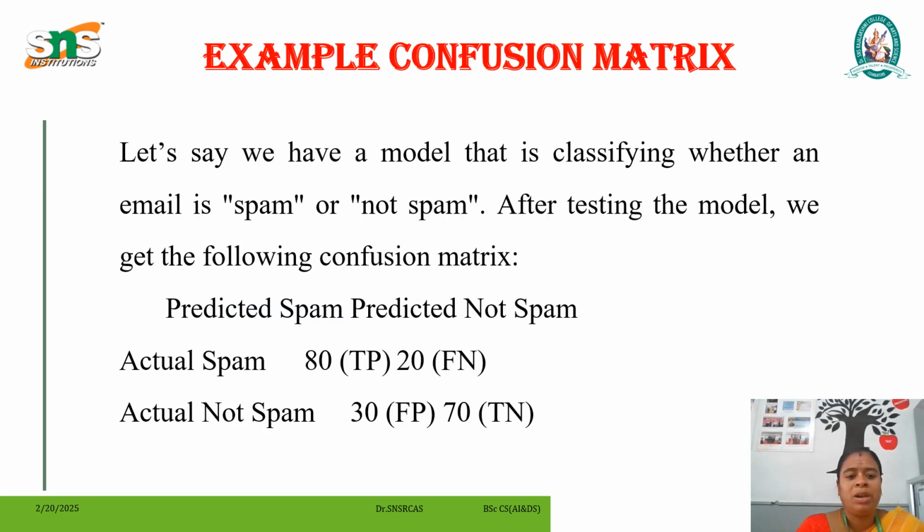Example of confusion matrix. Let us see a model that is classifying whether an email is spam or not spam. After testing the model, we get the following confusion matrix. Predicted spam, predicted not spam, actual spam.